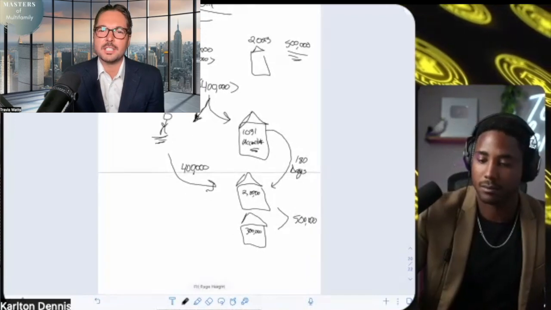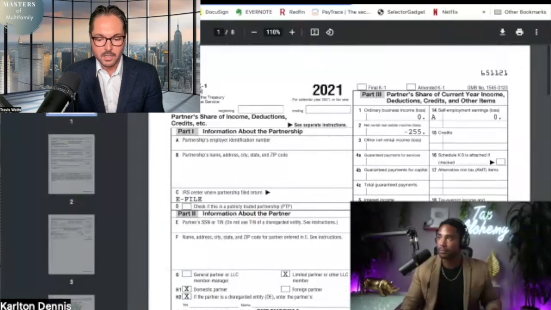Appreciate you going into detail there. Let's hop back to the K-1 on 2021 when the property sold. Any final thoughts on that?